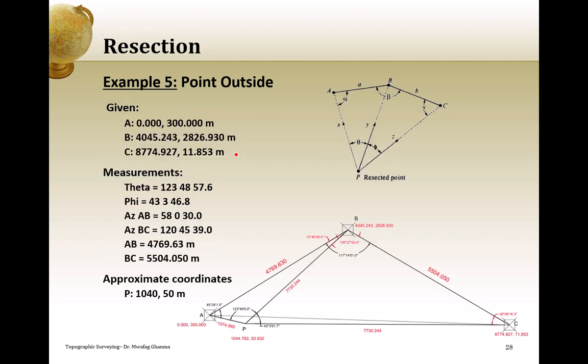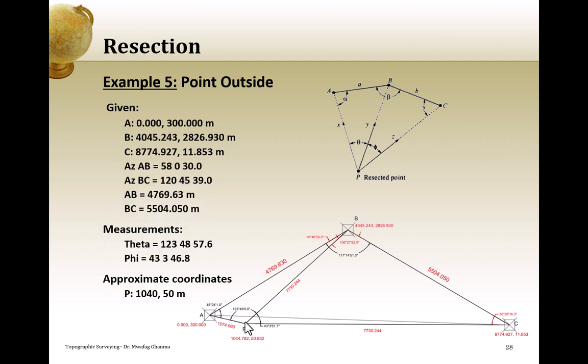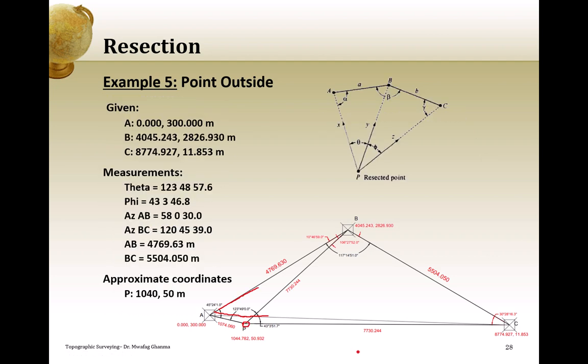One more example, which is example 5. We have the same thing. The point is outside the triangle. The only thing that we have to take care of in calculation is to calculate the approximate coordinates of point P. As we said, we have to find a way, like the Hinsley in the previous one, but here when it is outside, we also have different methods to approximate the solution.